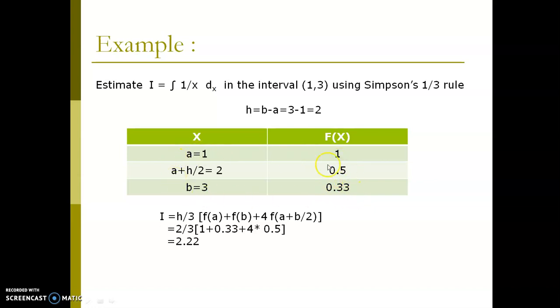Once we get 3 data points, we can put in the formula, and we can put the value of h to be 2 by 3 in the bracket. We keep on adding 1 plus 0.33 plus 4 times the midpoint, which is 4 times 0.5, and the answer comes to 2.22.